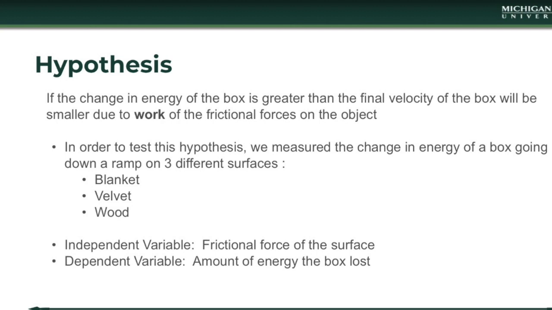We hypothesized that if the surface has a greater frictional coefficient, then the change of energy of the box will be greater due to the work of the frictional forces on the objects. We hypothesized that the blanket will have the greatest frictional coefficient, next velvet, and then the wood. Our independent variable is the frictional coefficient of the surface. The dependent variable is the amount of energy lost in the box.